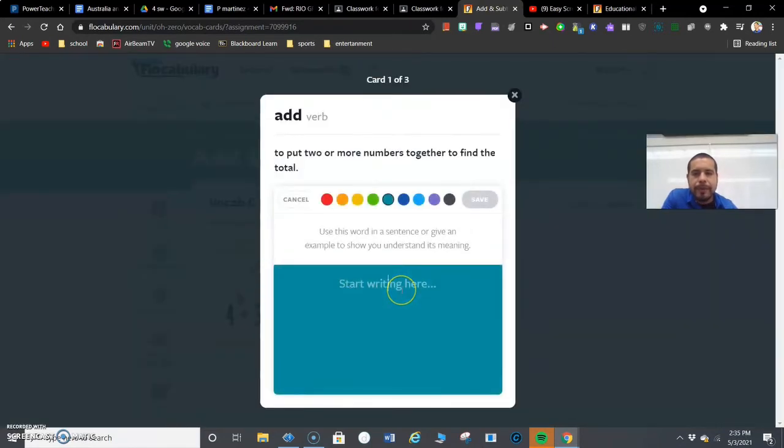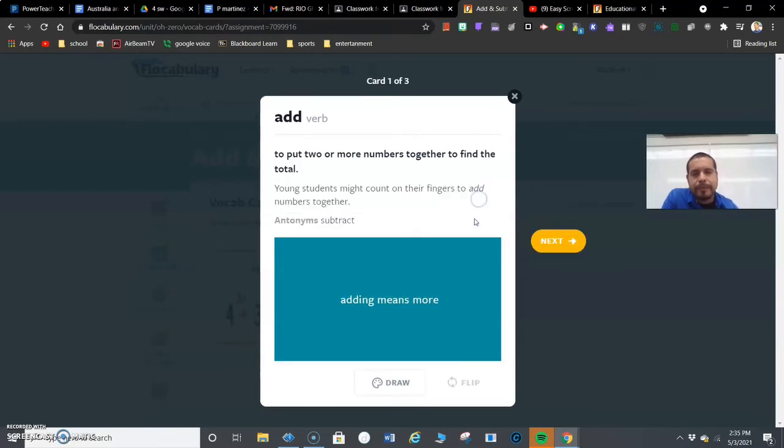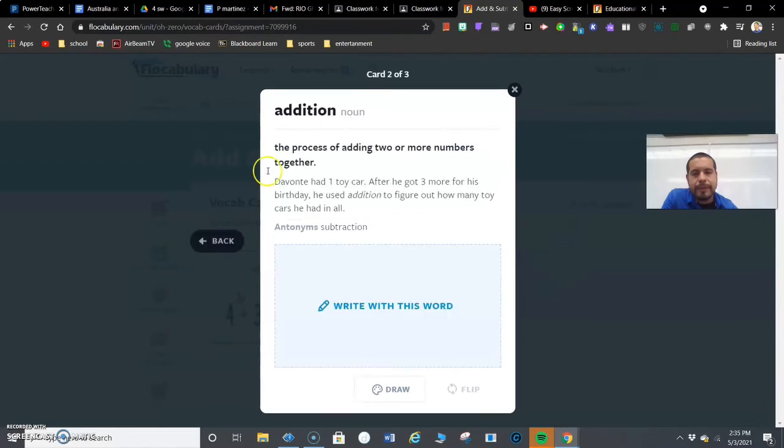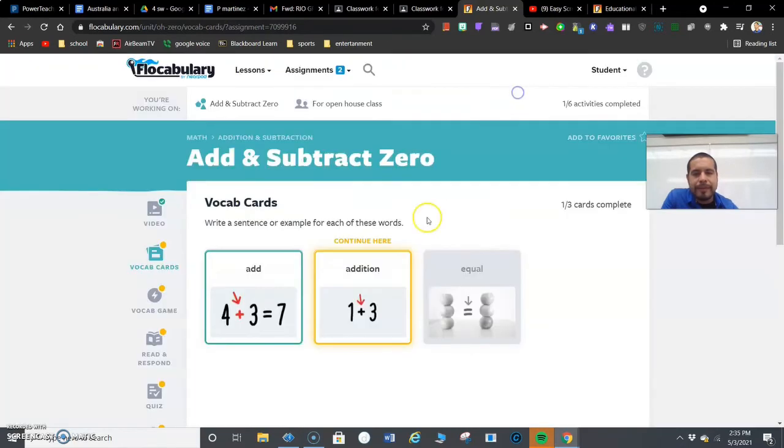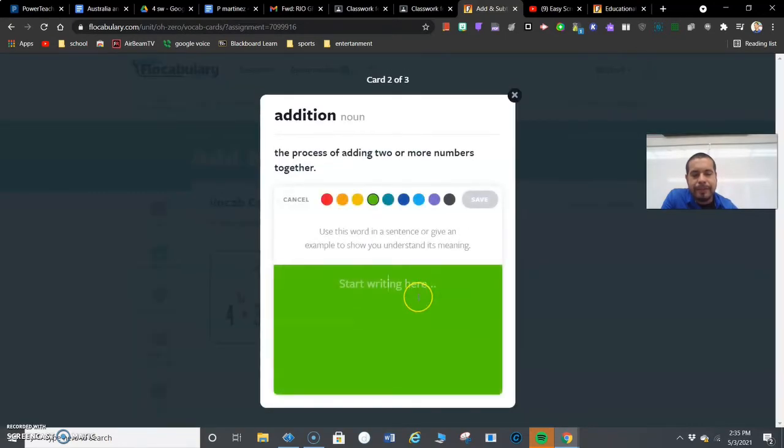So here you could put like 4. Okay. Adding means more. Okay, then they put next. They would have to close this. So here it says add. So here it's asking, so you can either put the answer. So 3 plus 1 is 4. And then kids can change the colors here.